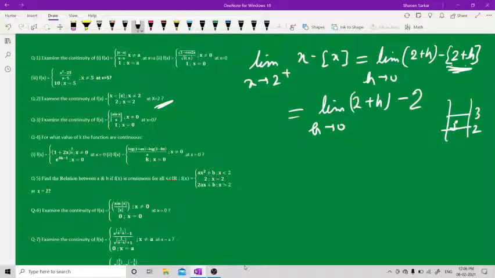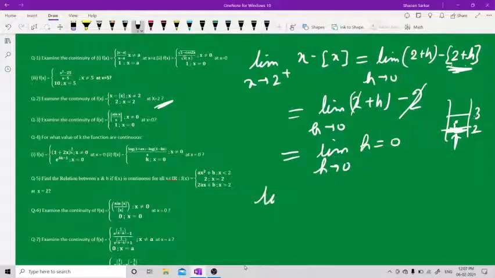See, this is between 3 and 2. It is a floor function, so it will come to 2 because it will come to the floor. The floor of the ladder between 2 and 3 is this, so it gives 2. As soon as this 2 and this 2 cancel out, the limit h tending to 0 of h will give me 0.